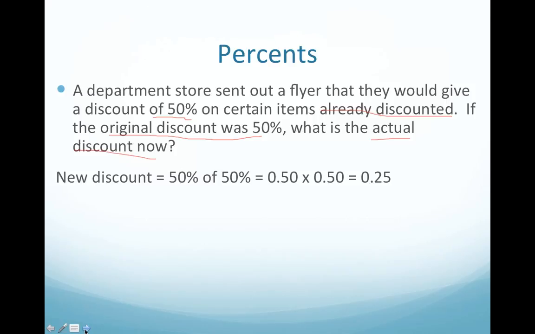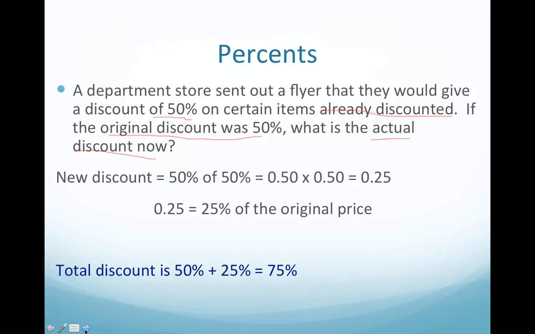Okay, so we got 50% of 50%, which is going to be 50% times 50%, which is going to give us 25%. So that's the new discount. And then that new discount gets attached to the original discount of 50%. And so that gives us 75%.